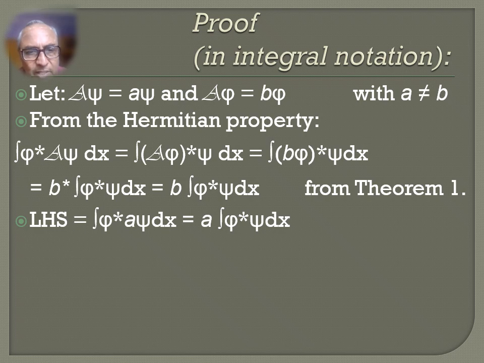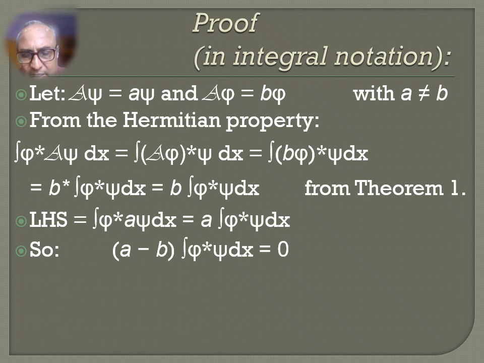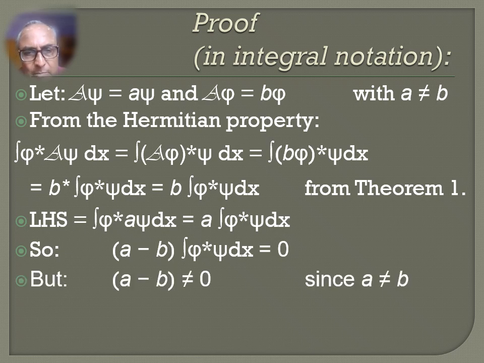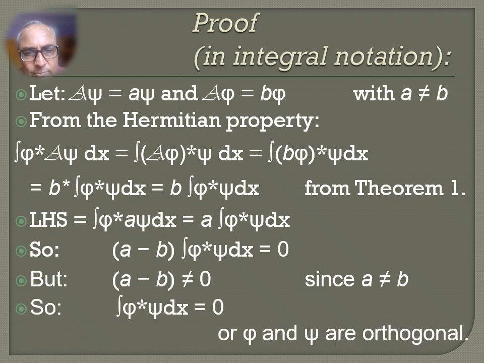From the left hand side, we see that's equal to integral phi star times small a psi dx, which is equal to small a times integral phi star psi dx. Therefore, equating these, we see that (a minus b) times integral phi star psi dx is equal to 0, but a minus b is not equal to 0 since a is not equal to b, and therefore integral phi star psi dx is equal to 0, or phi and psi are orthogonal.